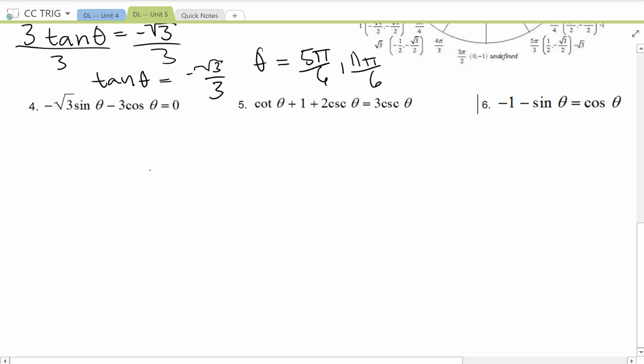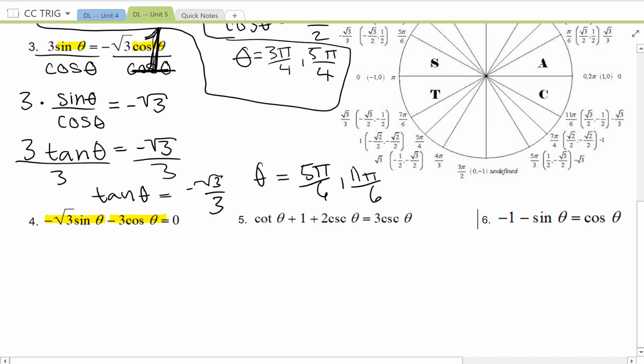Here we have how many terms? 0. You can add anything to 0. Okay, so it's not its own term. You have this term and you have this term. Okay, so I have a sine and a cosine and nothing else. I can solve it very similarly to the way we did number 3.